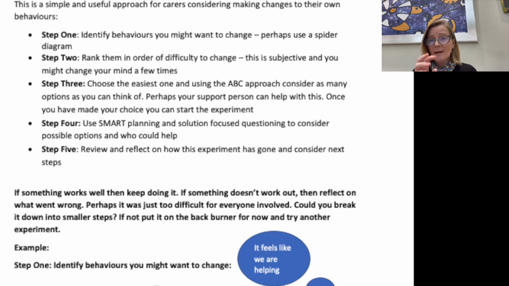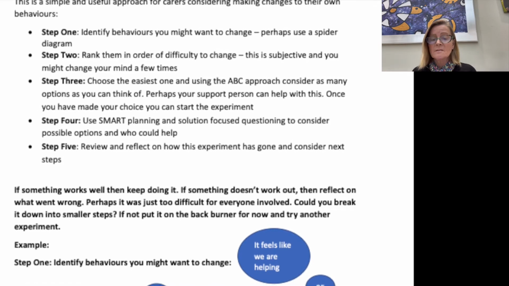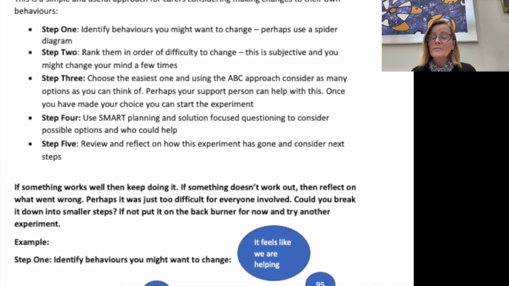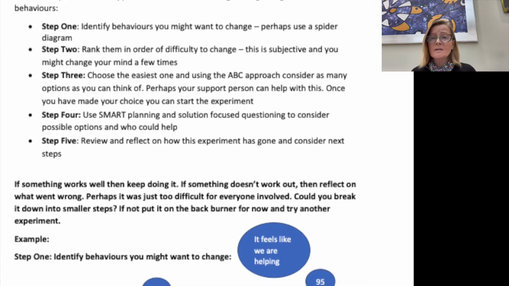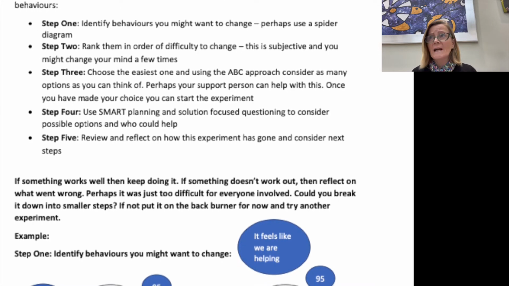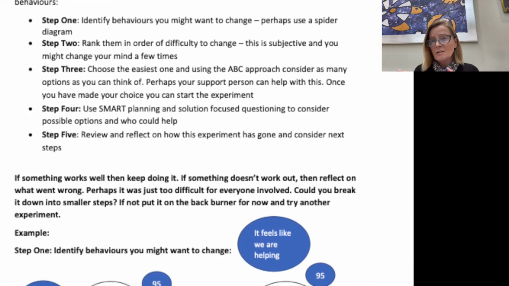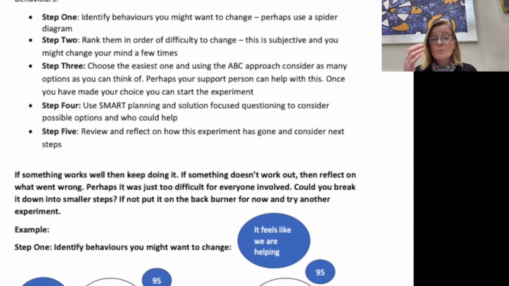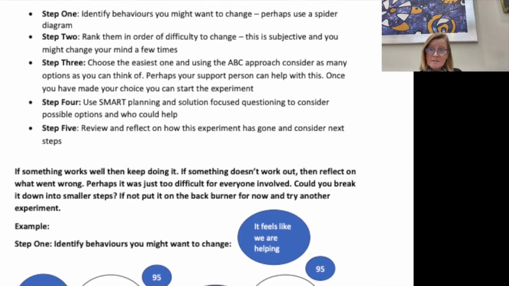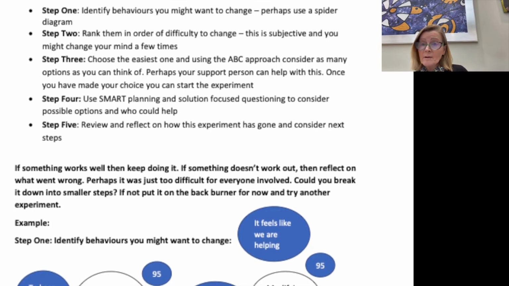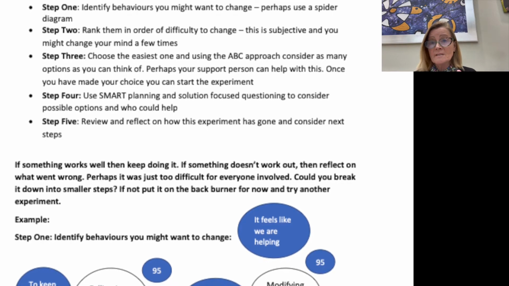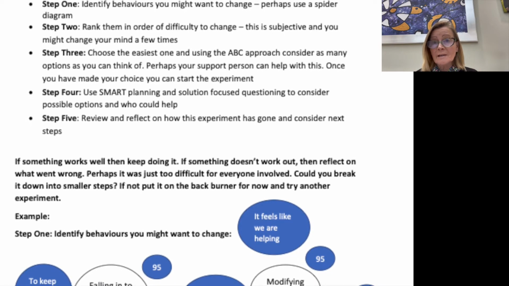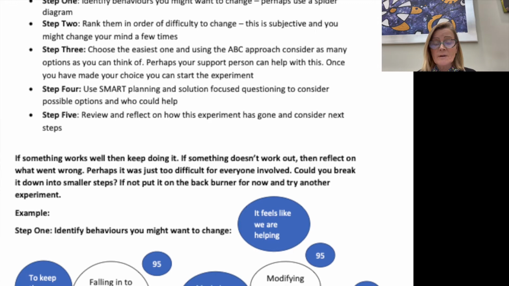Step 3, we recommend choosing the easiest one, and then we use a framework called the ABC. So every behaviour has antecedents and consequences. So we'll have a look at an example, and then we come up with a menu of options. So we think about as many different options as we can to start to move gradually away from this caring behaviour that we want to challenge. Maybe a support person can help with this. In the carer support groups, we do this exercise in every series. It's a really valuable exercise to do.